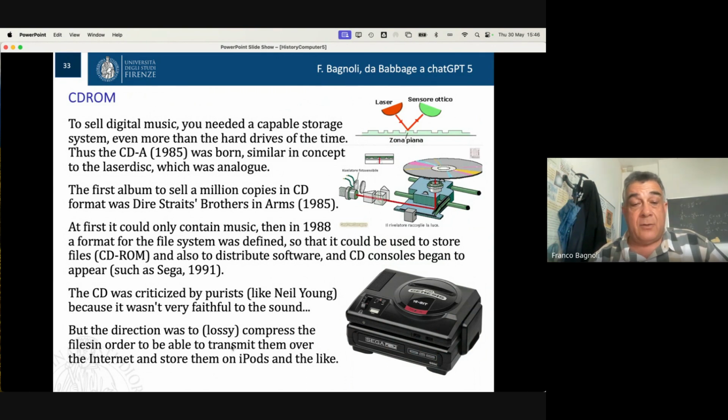So it was needed to have a lossy compression. Maybe the first CD was without compression, but then soon CDs with compression started to appear, and this is the way by which music could be stored on portable devices like iPods, or, okay, Apple devices, maybe iPods, I don't remember which one, and transmitted on the internet.